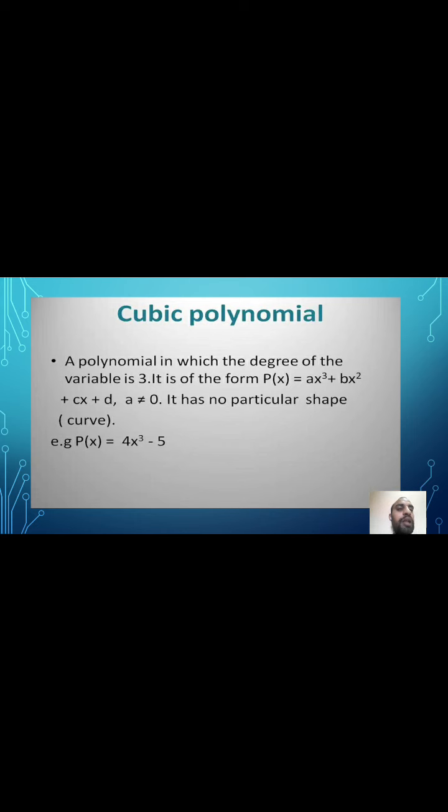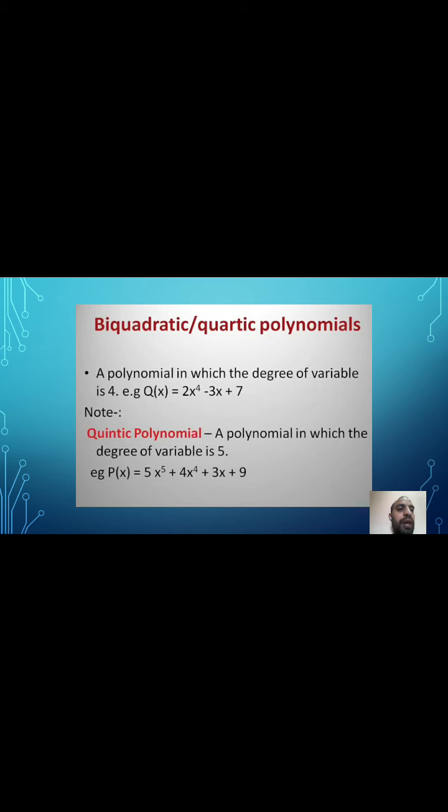Then next we have the cubical polynomial. In a cubical polynomial, the degree of the variable is 3, maximum degree. So we'll get an equation where the maximum power of the variable is 3. An example is given to you, 4x raised to power 3 minus 5. In standard form you can write ax raised to power 3 plus bx square plus cx plus d equals 0. In this way you can write cubical, and even quadratic or biquadratic, quartic.